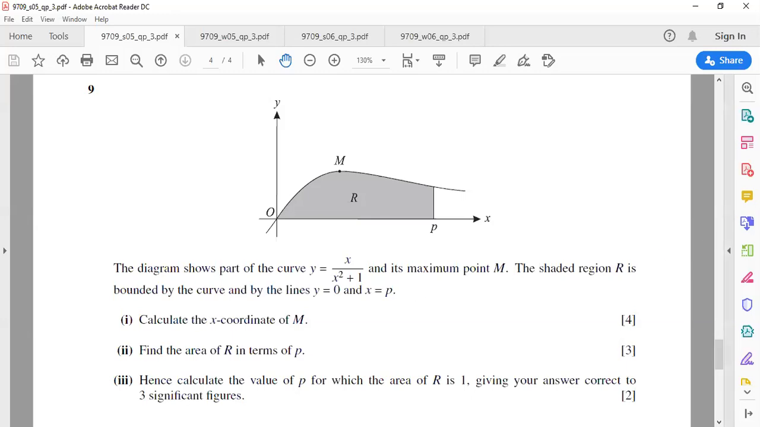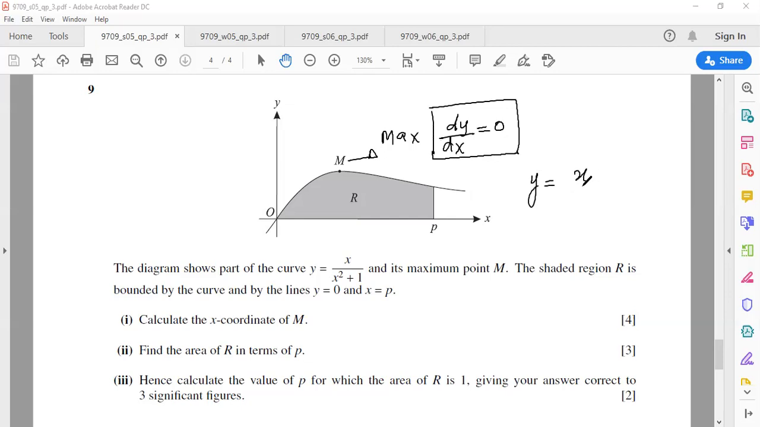Once we have to calculate the x coordinate of M, we know that at the maximum point, which is over here as M, the gradient at this given point would be 0. Since this point is the maximum point, at any stationary value or turning point, dy over dx, the gradient, is 0. And that's the equation given to us right over here: y is equal to x over x squared plus 1.